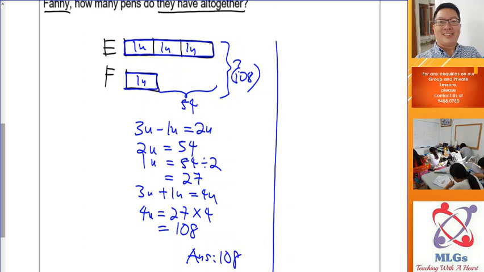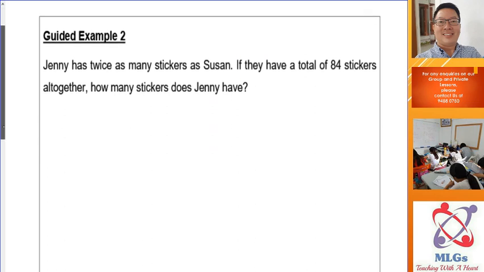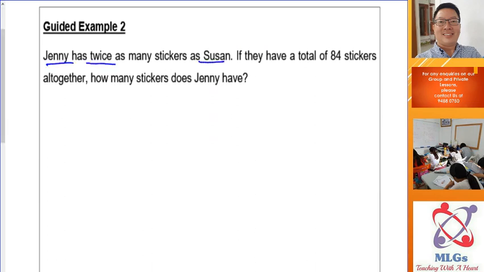Now let's go on to example number 2. Jenny has twice as many stickers as Susan. Now, the word twice is not the same as thrice. Thrice in the earlier problem is 3 times. Twice means 2 times. And when you say 2 times, it means that it is referring to multiplication. So I can draw multiplication model. And the second person is always 1 time. If they have a total of 84 stickers, how many stickers does Jenny have?